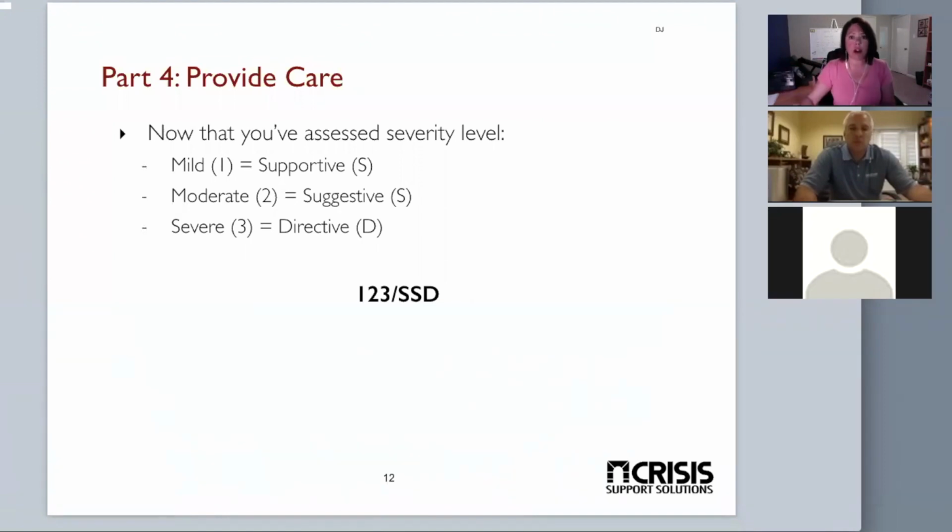We use this model, 1, 2, 3 SSD. I was teaching a class many, many years ago, and we were dealing with a mild scenario, and the peers in the peer training were saying, water, water. We've got to get them water. You need to talk to somebody. You need to exercise. Water, water, water. And finally, the person was like, okay, calm down. I'm not freaking out. I just need a sounding board, someone to listen as I'm talking through this.